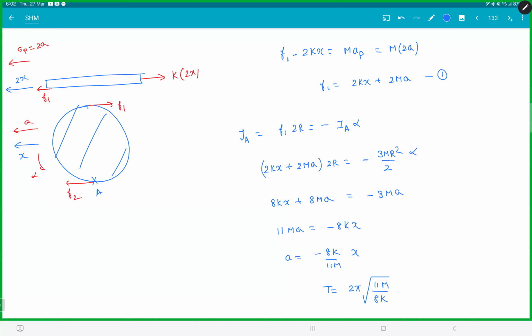Once you got this, you can find F1, F2, everything can be found out. You can take this A and put it here, you'll get F1. If you got F1, then I can get F2 also. F2 minus F1 is MA. So I can calculate F1 and F2 also. Clear, everyone? Any doubts on this? Nikhil, Soham, clear with this? Adi, clear? Arya, Parth, Kishana, got it? Next one.